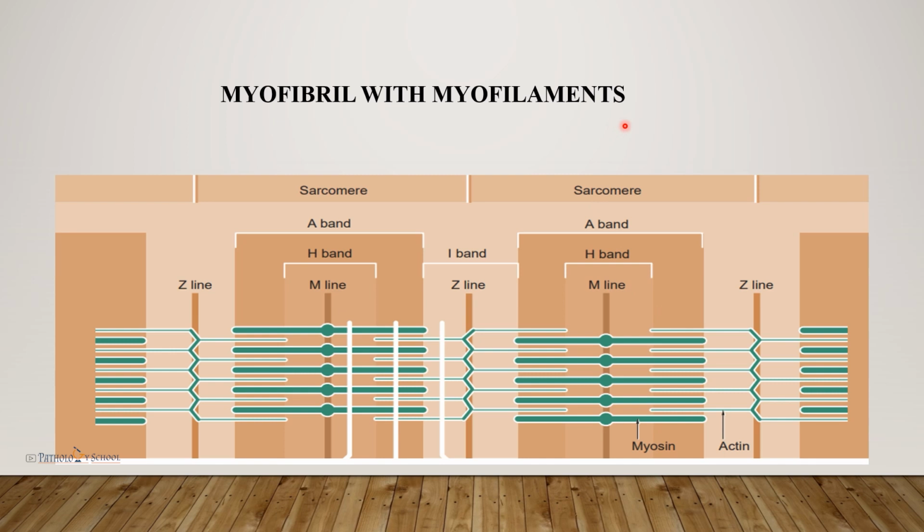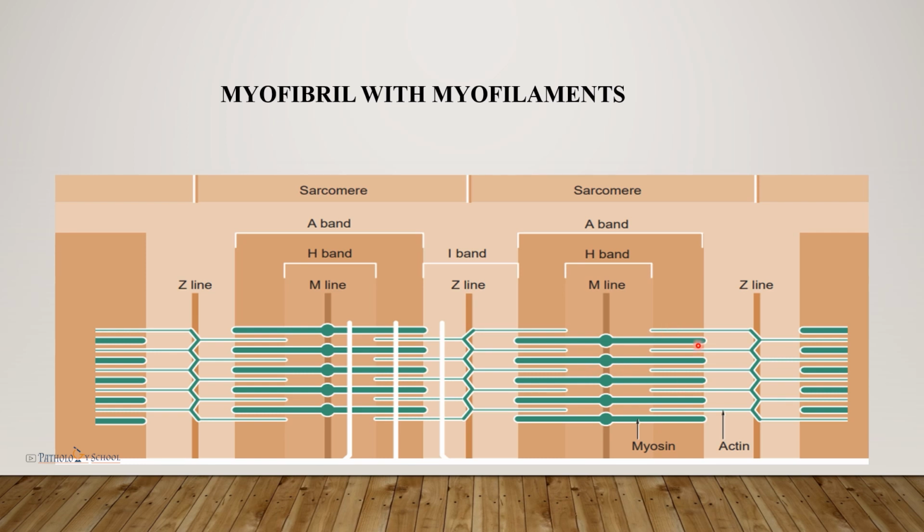Now we will see the myofilaments, how they are arranged in the myofibrils. This zigzag line is known as the Z line, and the fibers on either side of the Z line are the actin filaments. These thick filaments are the myosin filaments. In the middle we can see the M line. Now we see the zones.